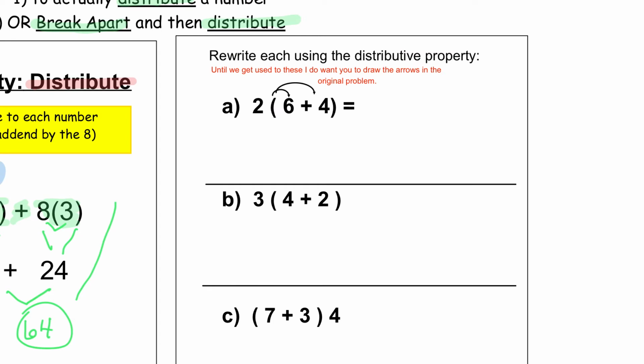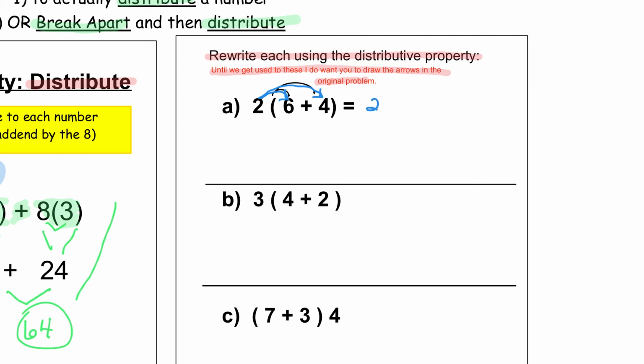Now remember, the directions will tell you always what to do. Rewrite each using the distributive property. And until we get used to these, I do want you to draw the arrows in the original problem. So the first one, letter A, is 2 times 6 plus 2 times 4. Now you can write it on the side, or you can even write it below it if you wish. In this case, I'm going to write it on the side.